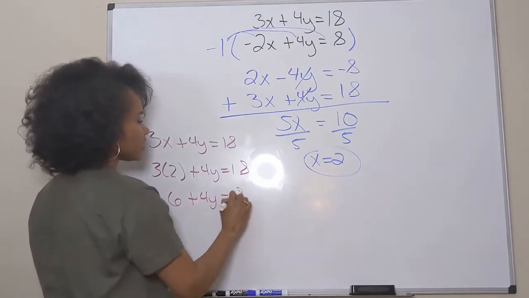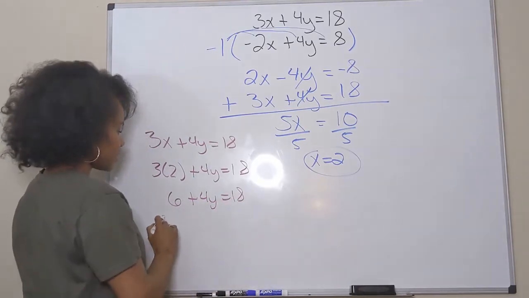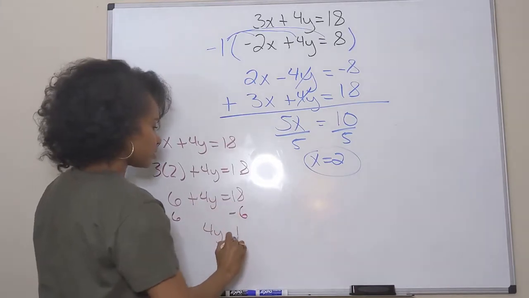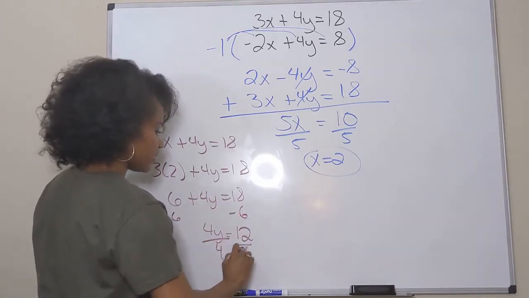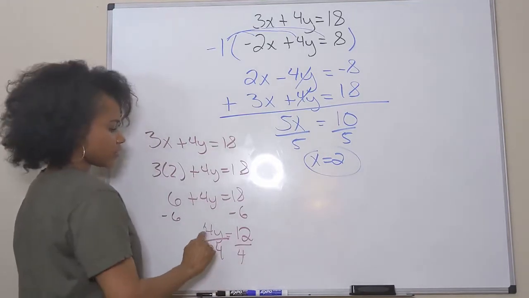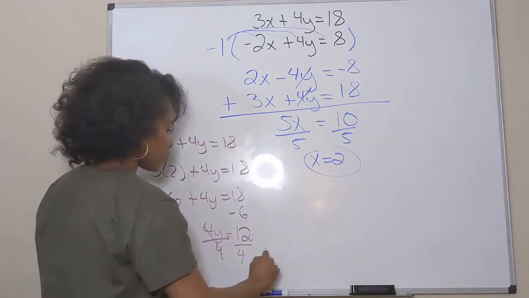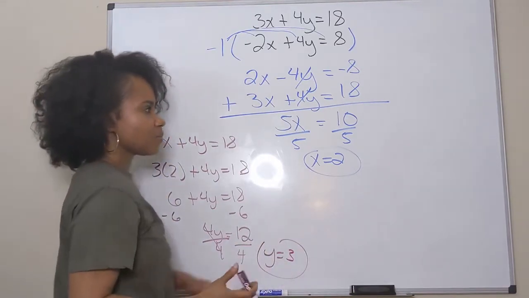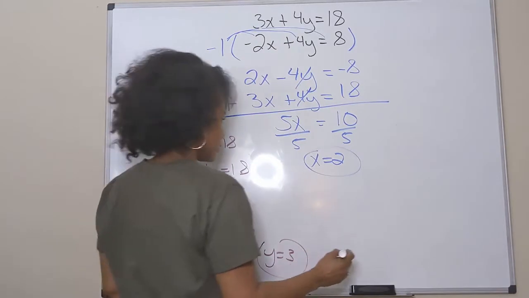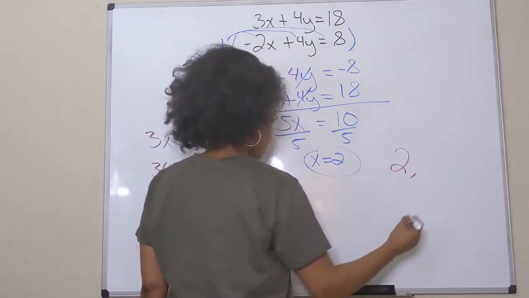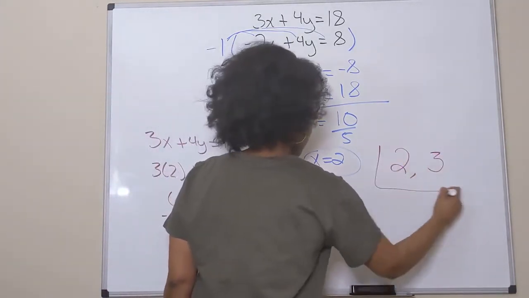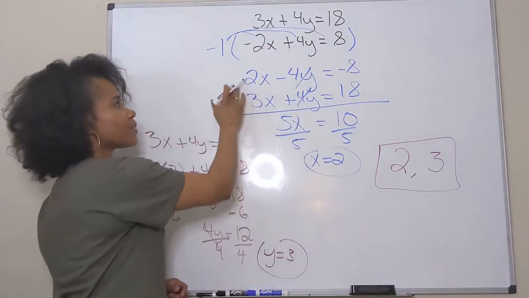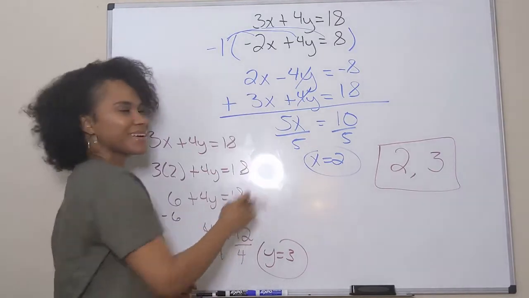Plus 4y equals 18. Left with that two-step equation, subtracting 6, 4y equals 18 minus 6. That is 12. And left with that one-step equation, dividing by 4, so y equals 3. 12 divided by 4 is 3. So my solution to this system is (2, 3), and that is my answer. We've solved this system of equations by elimination.